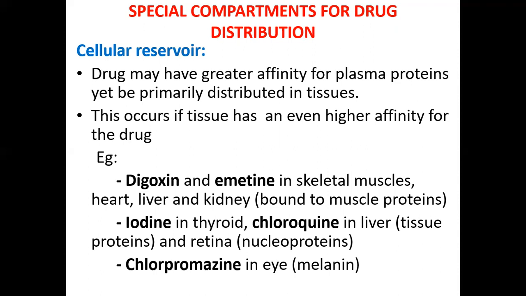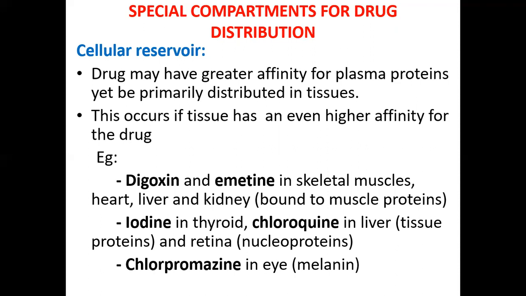Drugs may have greater affinity for plasma proteins, or they may be primarily distributed in tissues. This occurs if the tissue has higher affinity for the drug. Examples are digoxin and emetine in skeletal muscles, heart, liver, and kidney, bound to muscle proteins, and then iodine in the thyroid, chloroquine in liver tissue and retina.